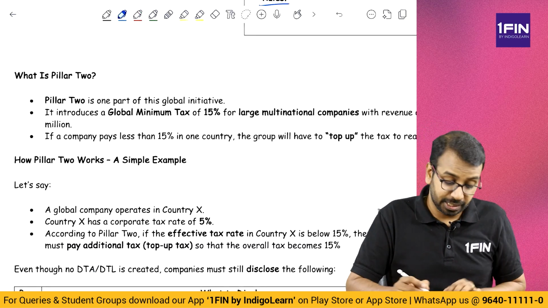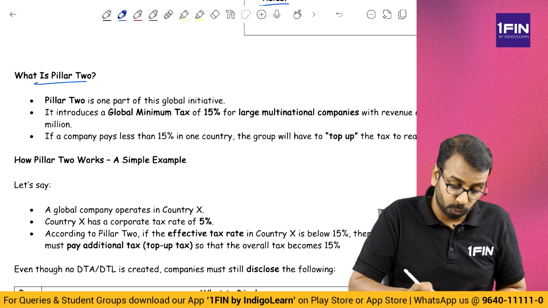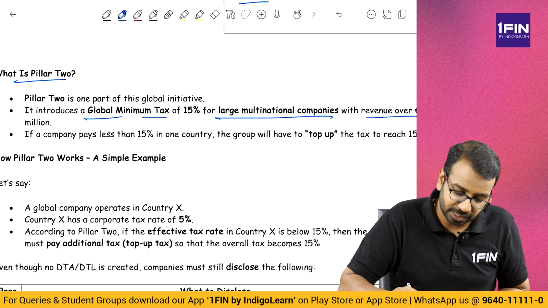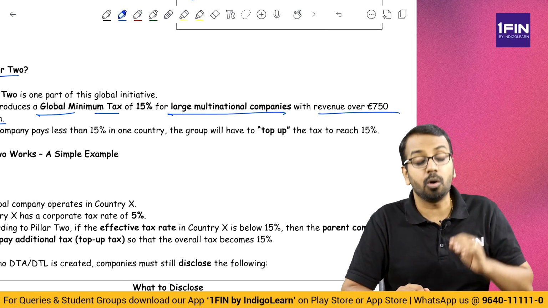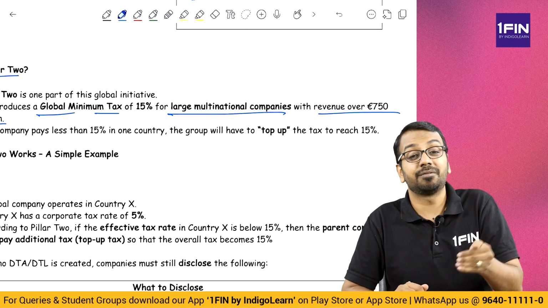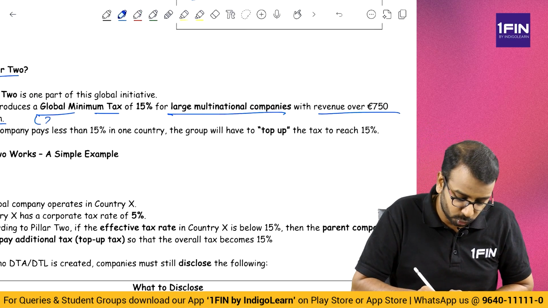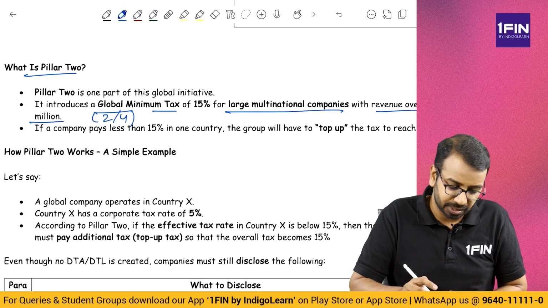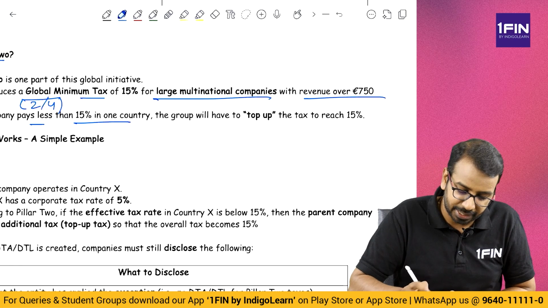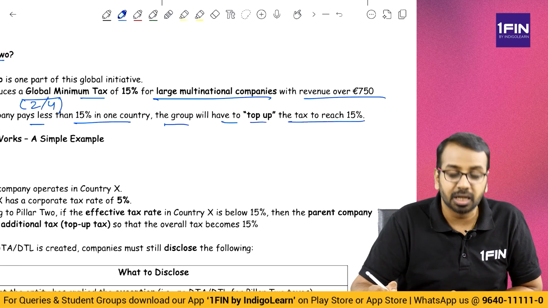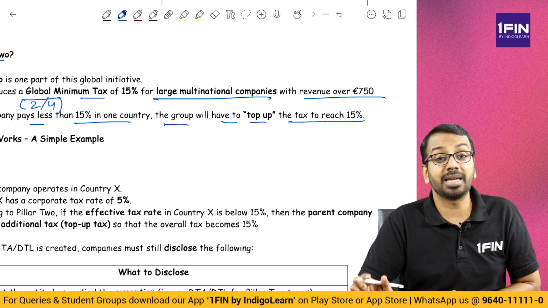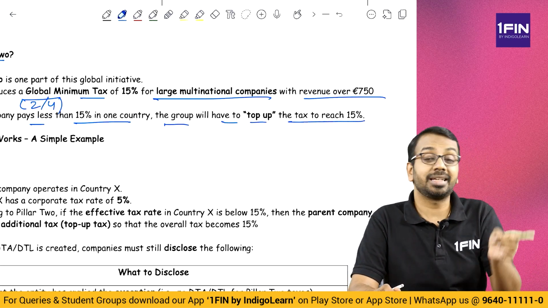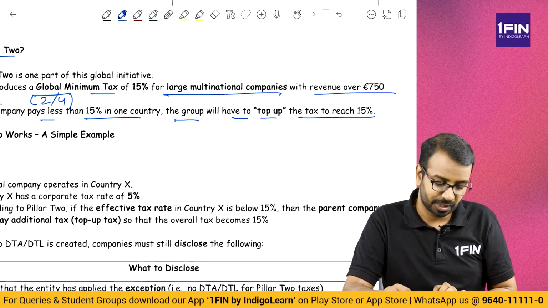Okay. Now the next question is, is Pillar 2 applicable to all the companies? No. The global minimum tax is applicable to large MNCs with revenue of 750 million euros. So the revenue threshold is 750 million euros. It is in 2 out of 4 years. Okay. Here we don't need to get into the technicalities of it. If a company pays less than 15%, the group will have to top up the tax to reach 15%. So if a subsidiary is paying less than 15%, the parent has to pay the balance tax. To whom? To the country in which the parent is registered.